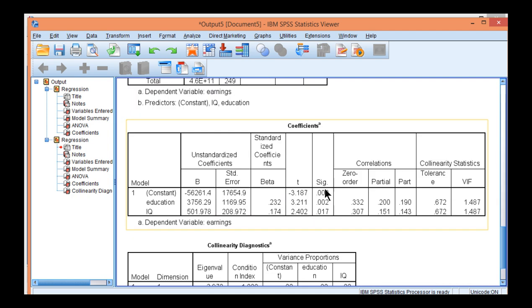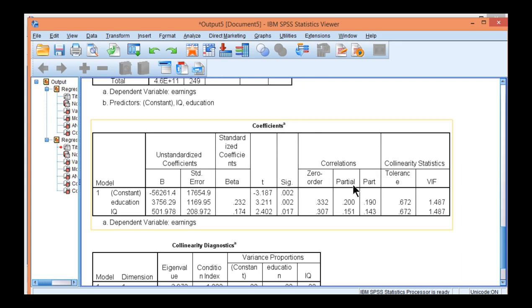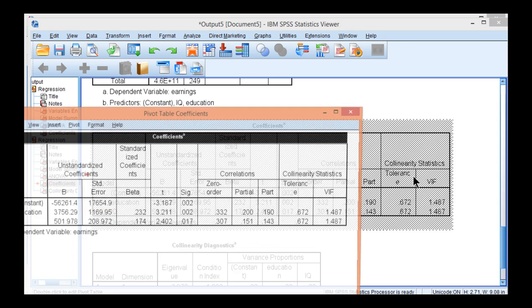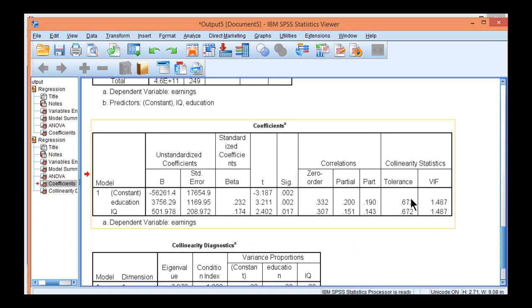And that selection will add results to the right side of the coefficients table. And here they are next to the semi-partial and partial and zero order correlations. You can see that tolerance was estimated at 0.672 for both education and IQ. It will always be the case that in a multiple regression with just two predictors, the tolerance estimate will be identical for both of them. As soon as you get to three or more predictors, chances are they will no longer be the same.